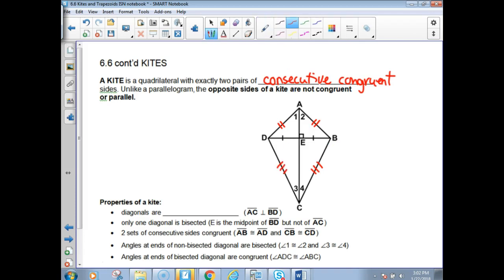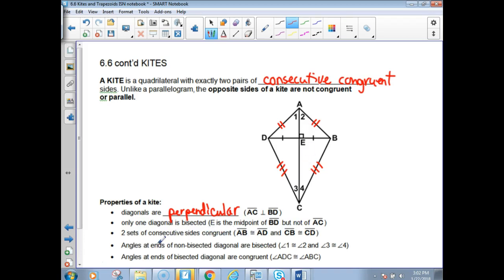I don't like how I made my slashes on that side. Fix those. Okay, so the diagonals, we said we'd put them at a right angle. So that means the diagonals are perpendicular. That's our vocab word for making a right angle. Only one diagonal is bisected. Which one was it? Doesn't have to be necessarily a short one, depends on how you draw the kite, but it would be that short one in this picture, right? BD is bisected, but not AC. Two sets of consecutive sides are congruent.